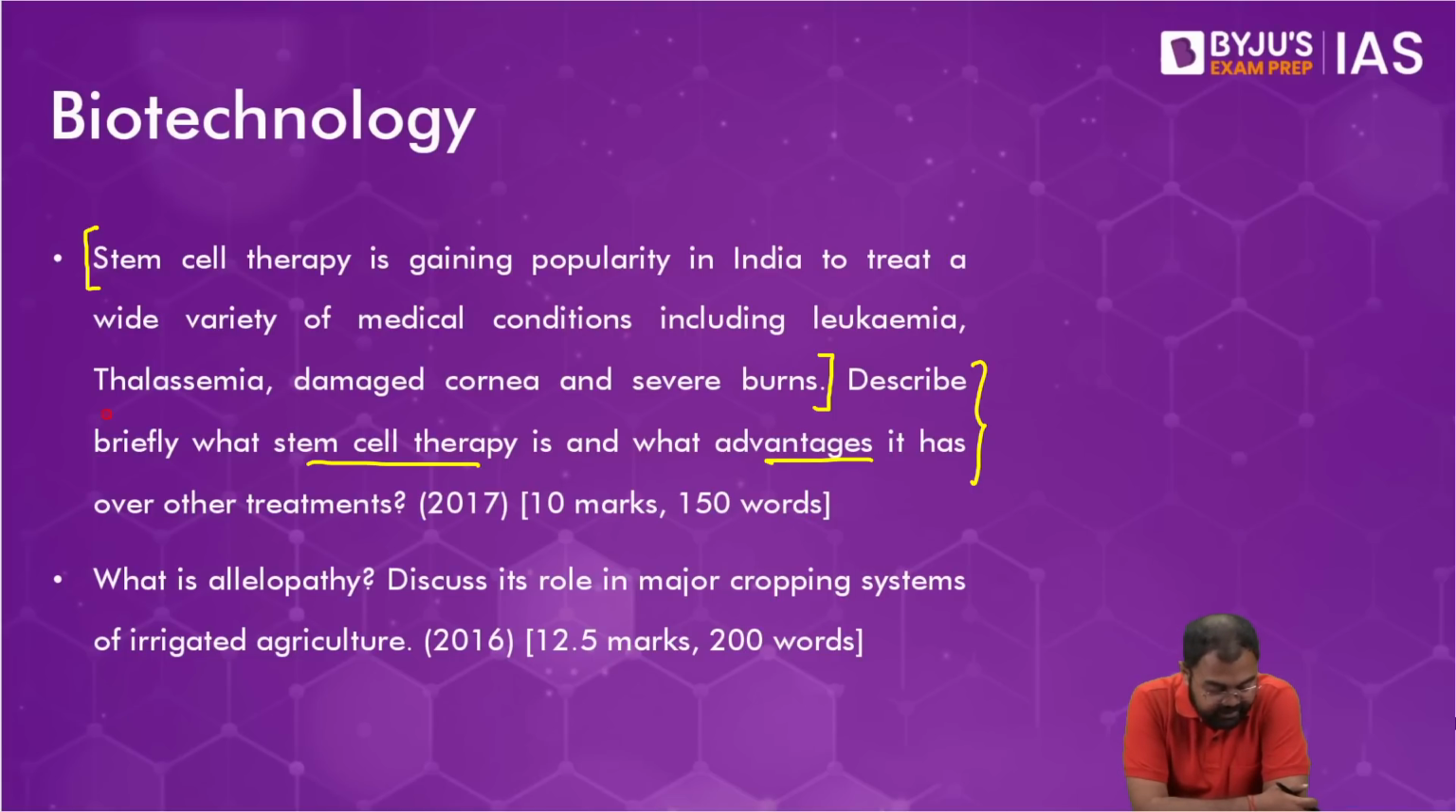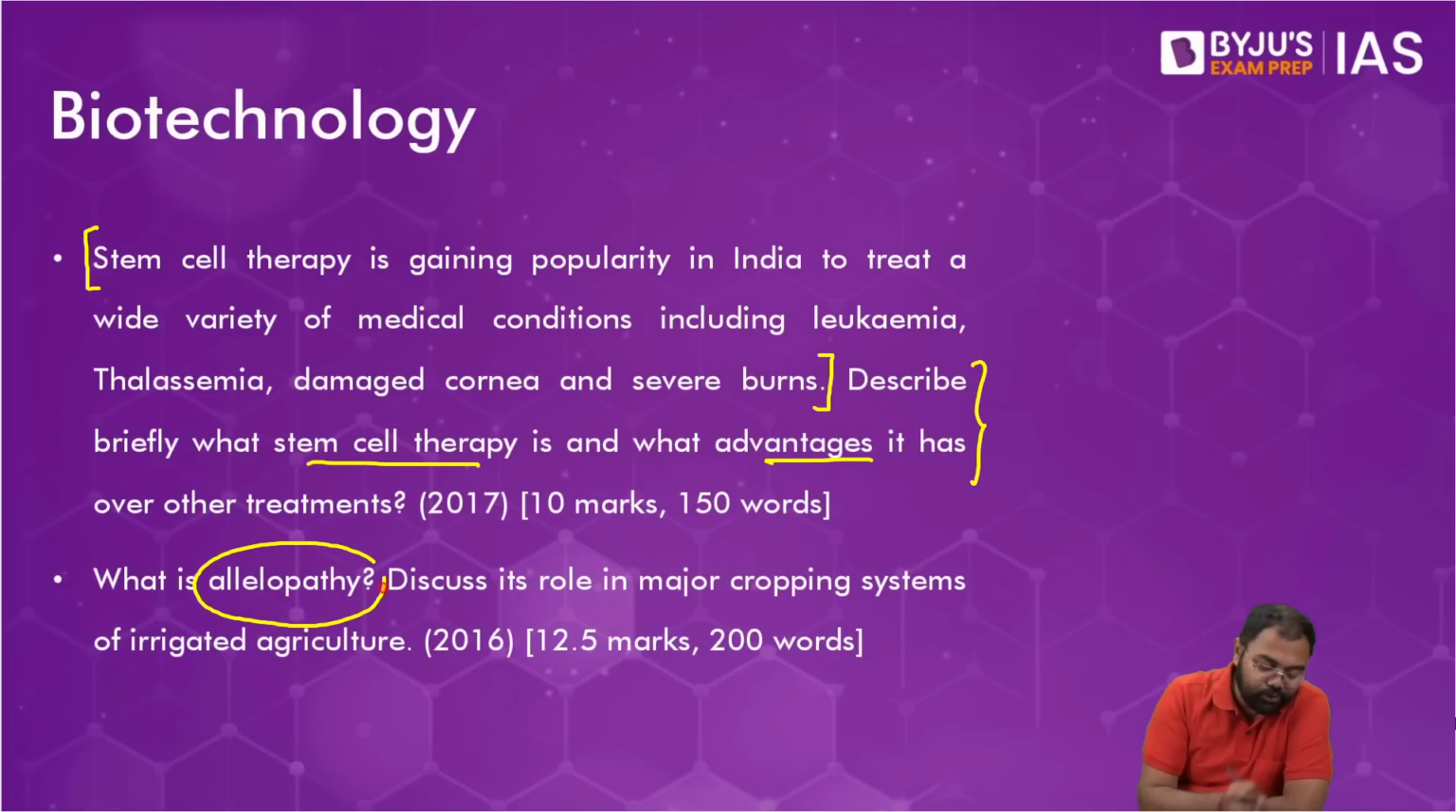Then lastly, another question, a question which I wouldn't say was entirely a biotechnology question, but it was a mix of biotechnology and economy. What is allelopathy? Discuss its role in major cropping pattern systems of irrigated agriculture. So allelopathy. Now, this is allelopathy. It's not allopathy. So, allopathy, you might know, is related to medicines.